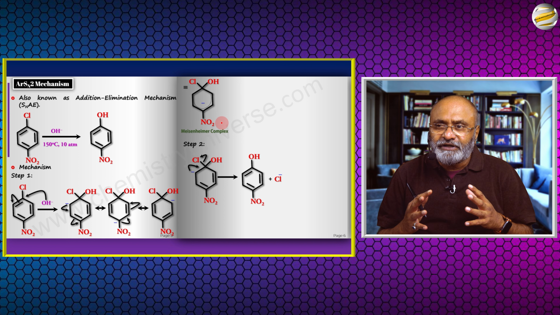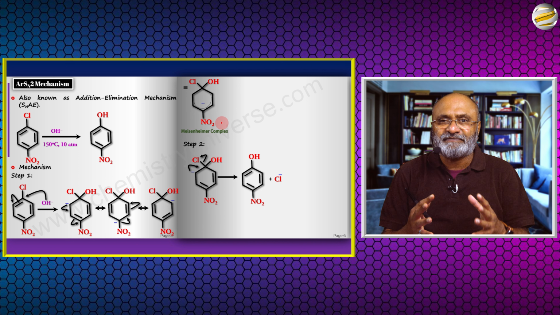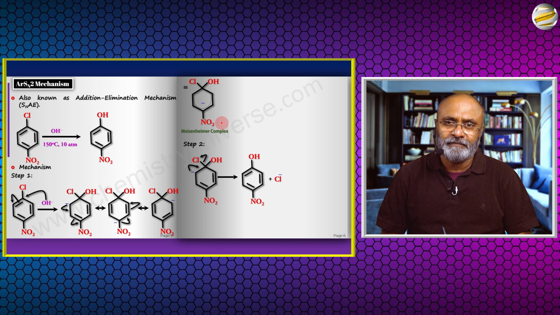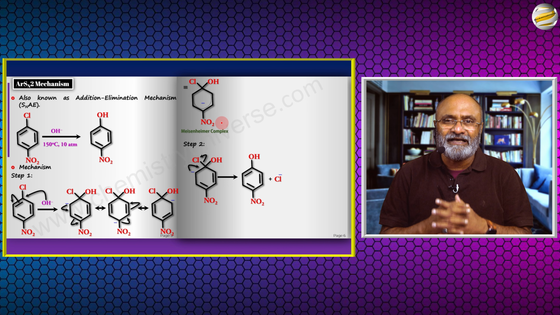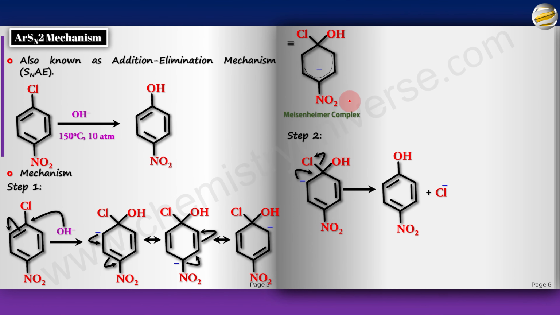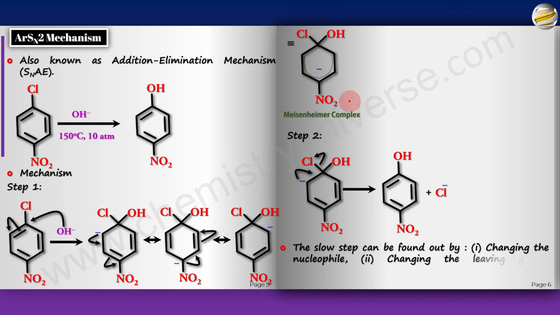So if you were to be asked to do an experiment to find out what is the RDS, how would you do that? I want you to pause the video and think about it. Well, the slow step can be found out by changing the nucleophile, changing the leaving group, and adding the electron withdrawing group at ortho and para position. Now what happens is, if the first step were RDS, changing the nucleophile will definitely have an impact on the rate of the reaction.